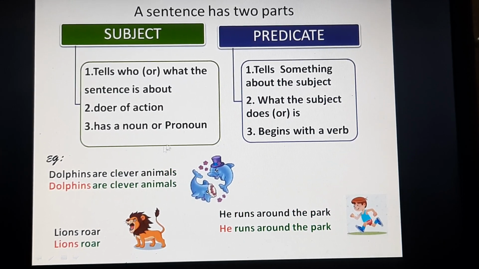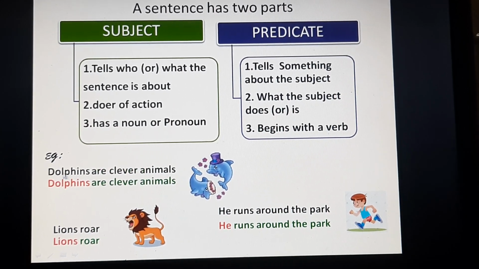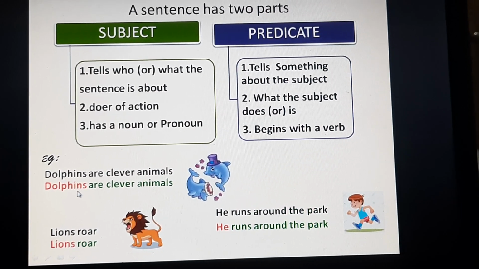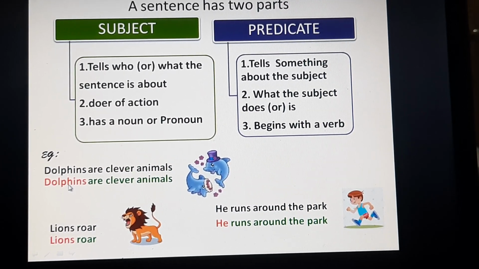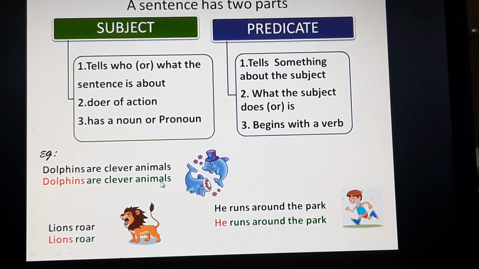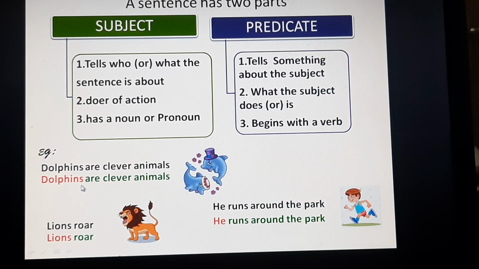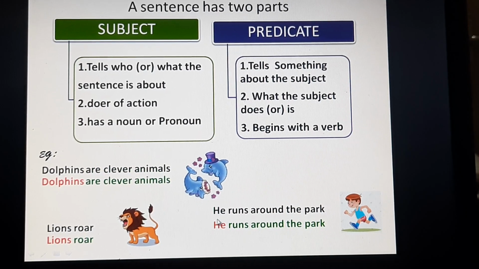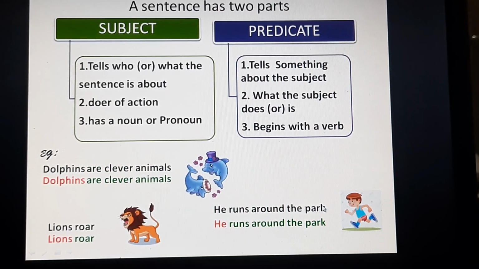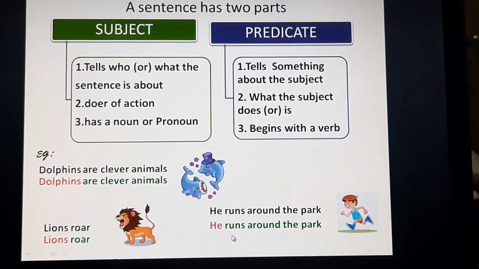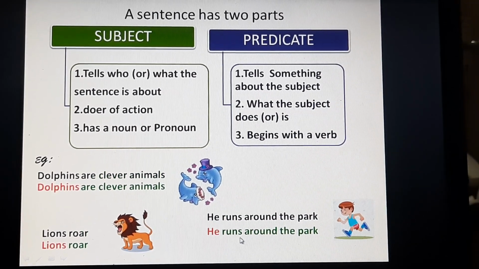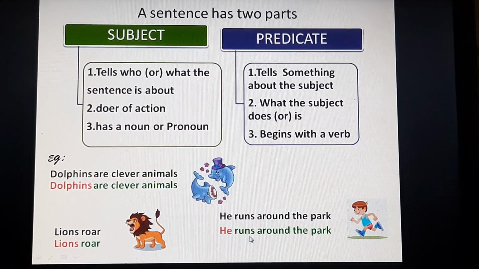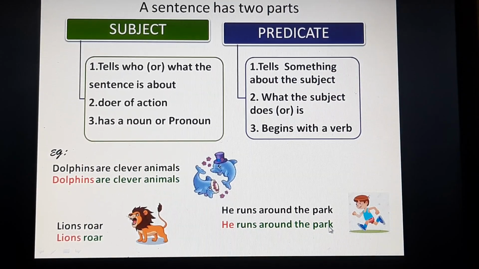with a verb. Now look at the examples. Dolphins are clever animals. This sentence is talking about the dolphins. Therefore, dolphins is the subject. Are clever animals is telling us all about the subject. Therefore, it is called the predicate. The next example, he runs around the park. Now, who runs around the park? He. What is he doing? Runs around the park. So, he is the subject. Runs around the park is your predicate.